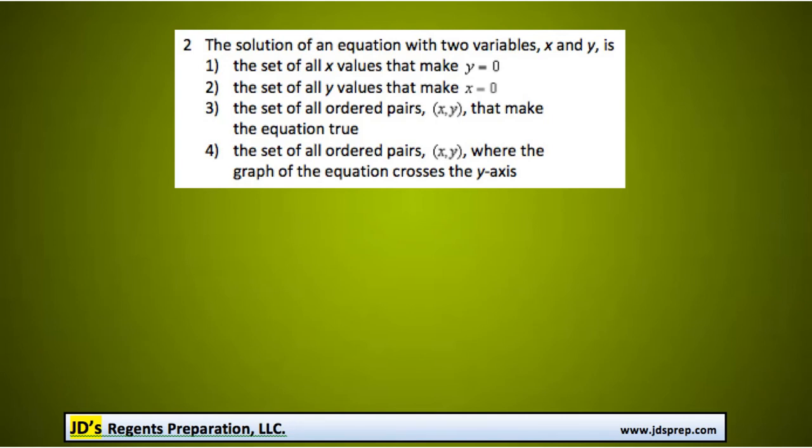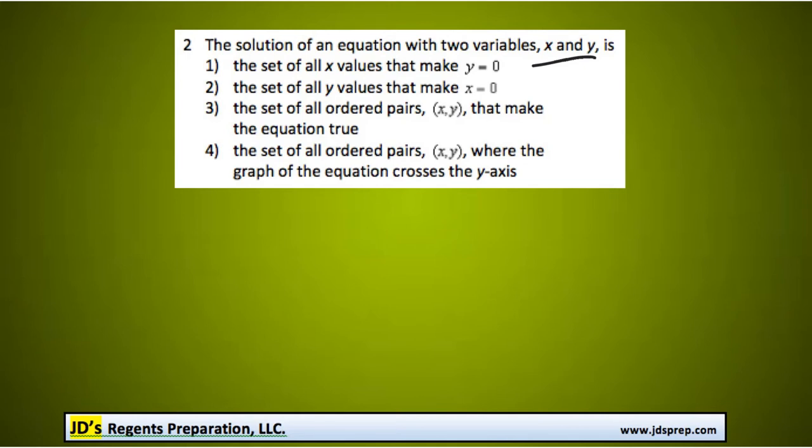This is question number 2 from the August 2016 Algebra Regents exam. The solution of an equation with two variables x and y is what? So we've got 4 different possible situations here.